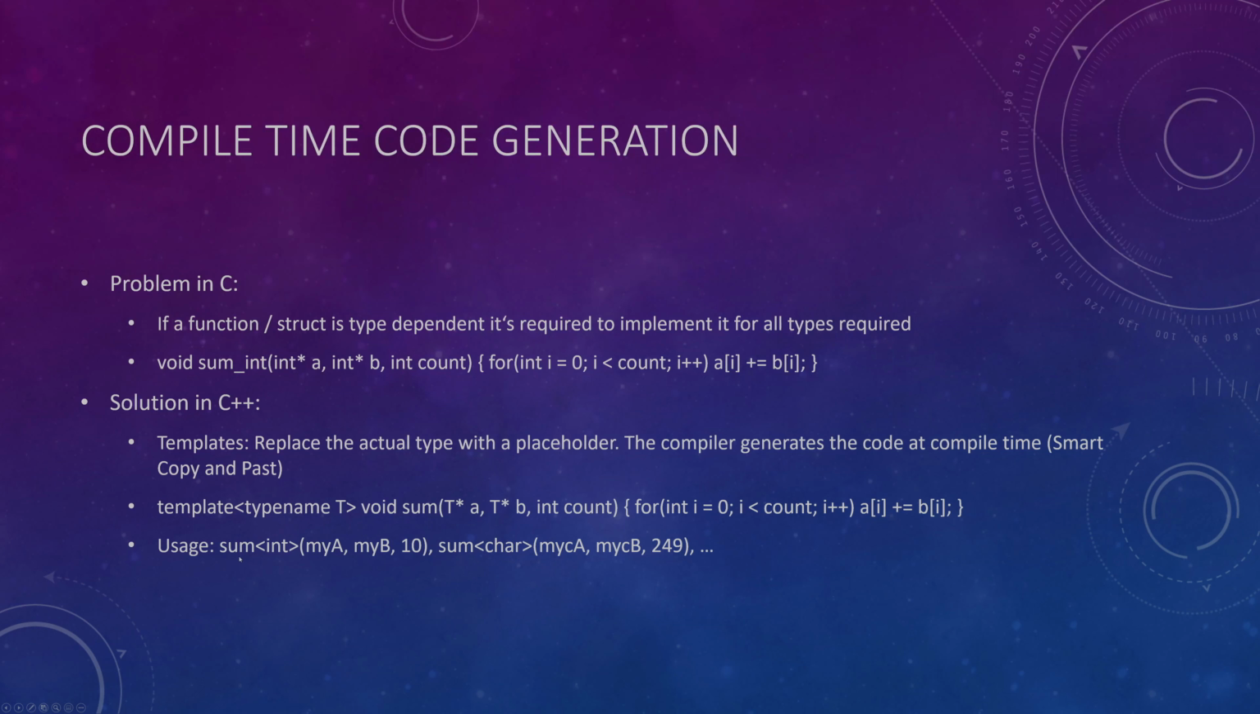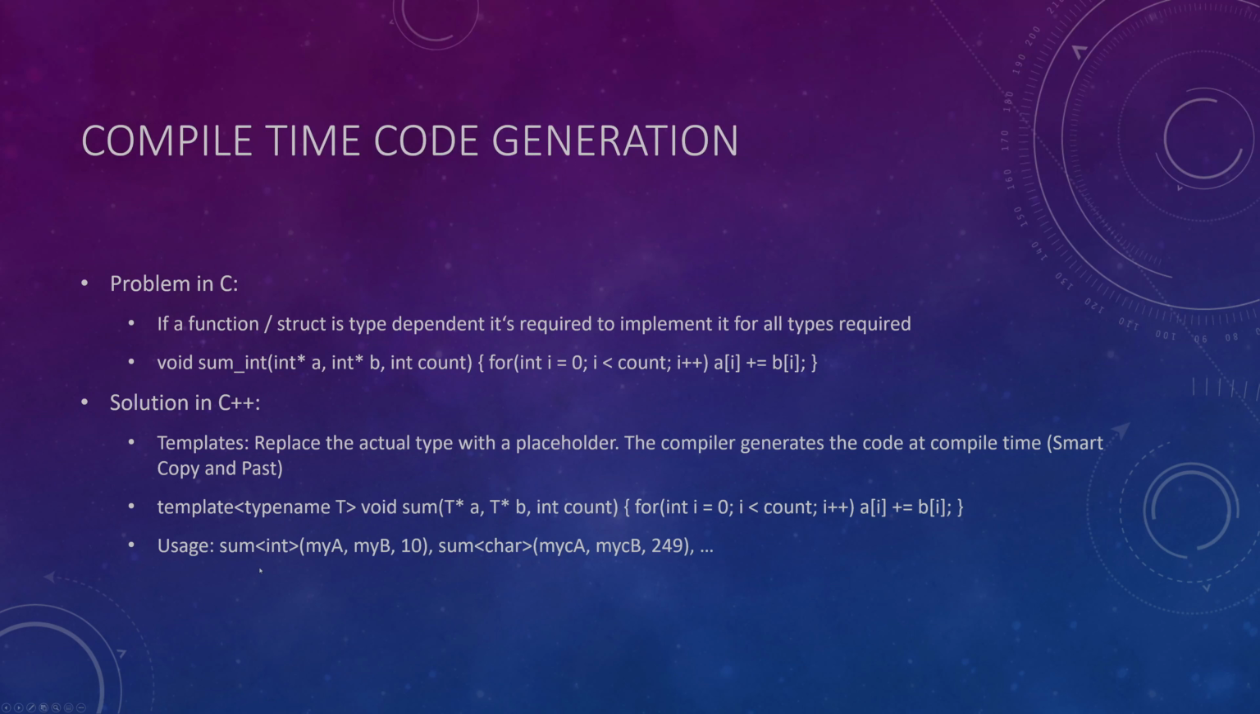Now you can see, for example, the usage. If you want to sum an integer array, you would call sum, and then in these pointy brackets the int, the type that you want to use, my a, my b, 10, or char, my a, my ca, my cb, and it would automatically generate the versions for an int and the char.